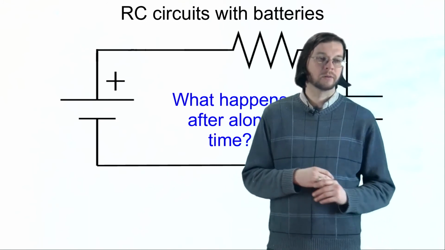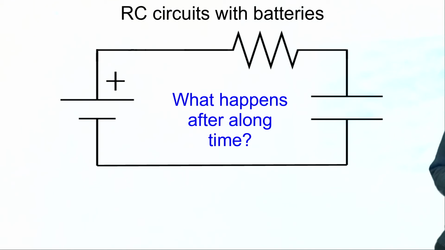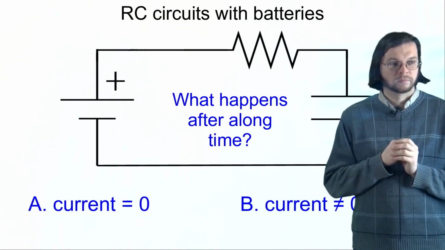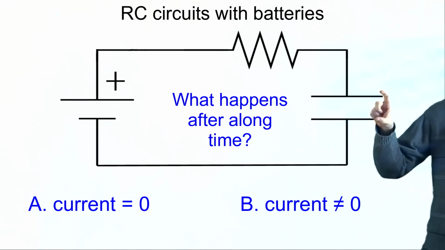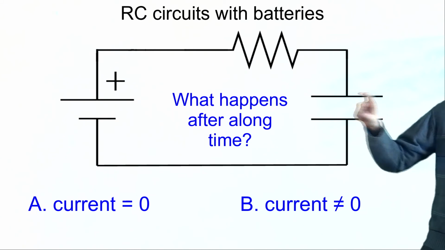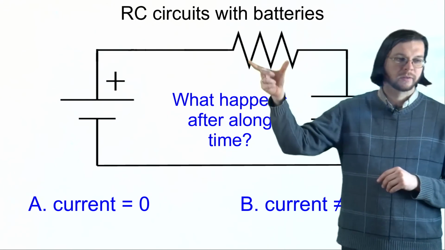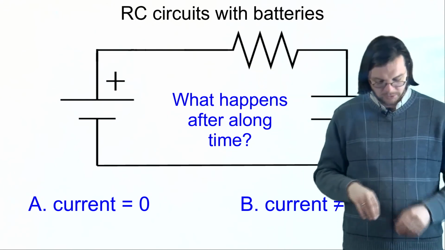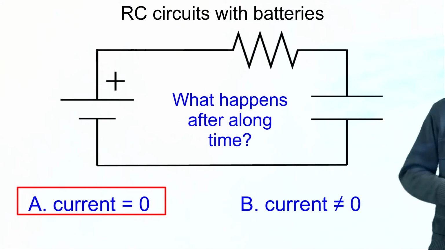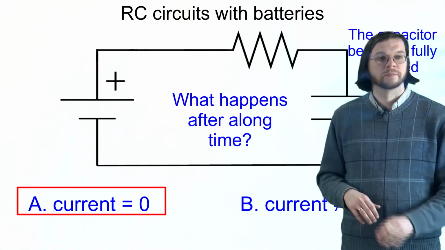After a long time, though, what do you get? Current or no current? Well, after a long time, this thing charges up to the point where the potential drop across it is the same as the battery. And if that voltage is the same as the battery, then there can't be any potential drop across the resistor. So there's no current after a long time. Basically, the capacitor can't be charged anymore, and so the current drops to 0. All right?